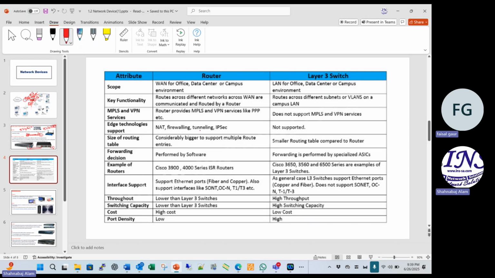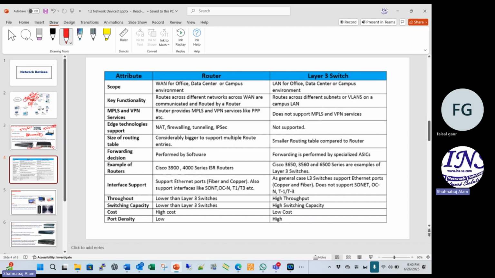Edge technology: NAT, firewalling, and tunneling, IPsec. These are features in the router. NAT means network address translation, IPsec is the VPN, and firewalling means the firewall. Same like I showed you before, the Fortinet firewall and Palo Alto. There are not too many firewall features, but for some security purposes we can configure the router, such as ACL and AAA.